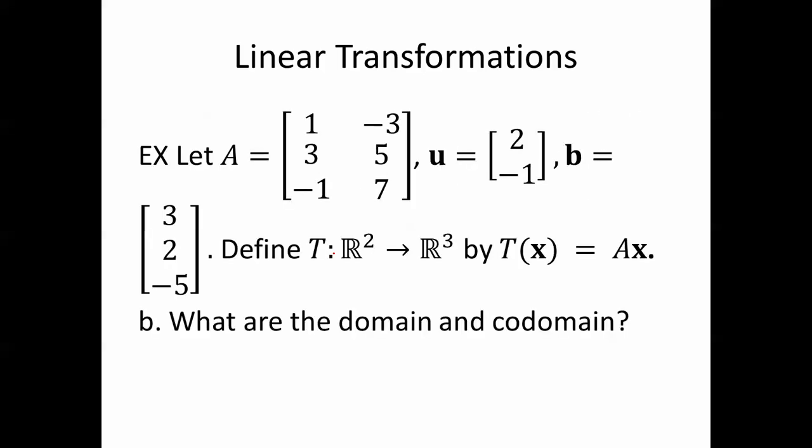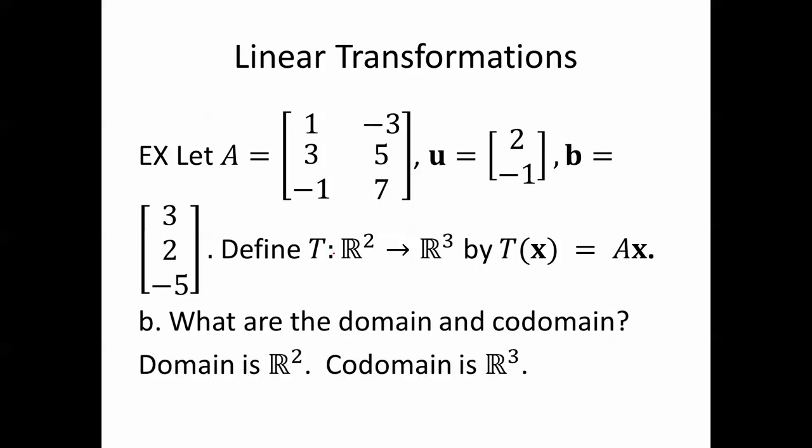Now, what are the domain and the codomain? Well, we can see this. The domain is R2 and the codomain is R3. Basically, you plug in something from R2 and you get something from R3. That's the domain and the codomain.